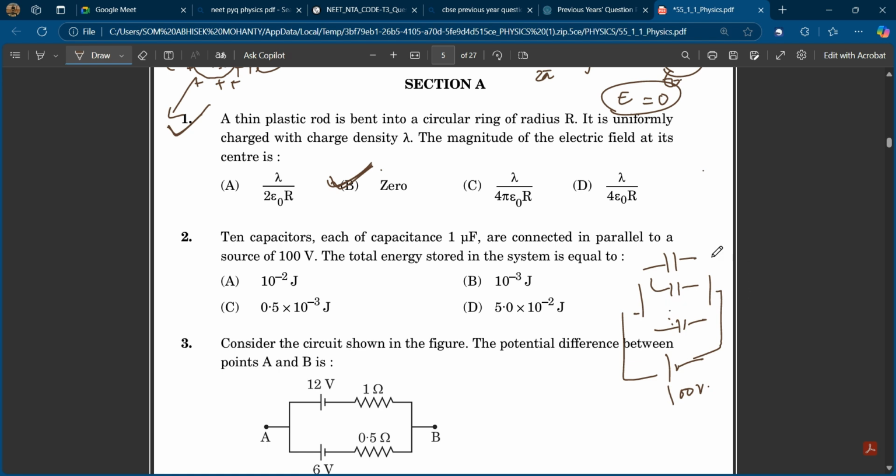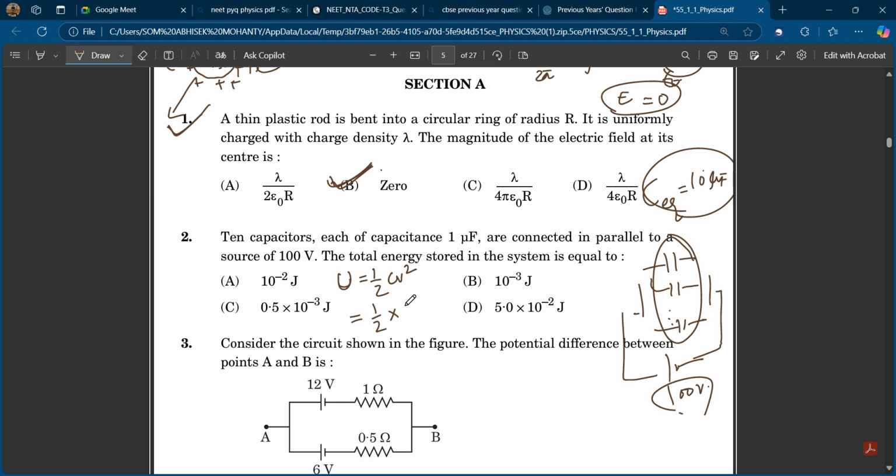What you need to do is simply calculate the equivalent capacitance of the system. As they're in parallel, capacitances will simply be added. So 10 capacitors of 1 microfarad will be 10 microfarad, right? And for the total energy stored, the formula is U is equal to half CV square. So half into C, where C is 10 microfarad.